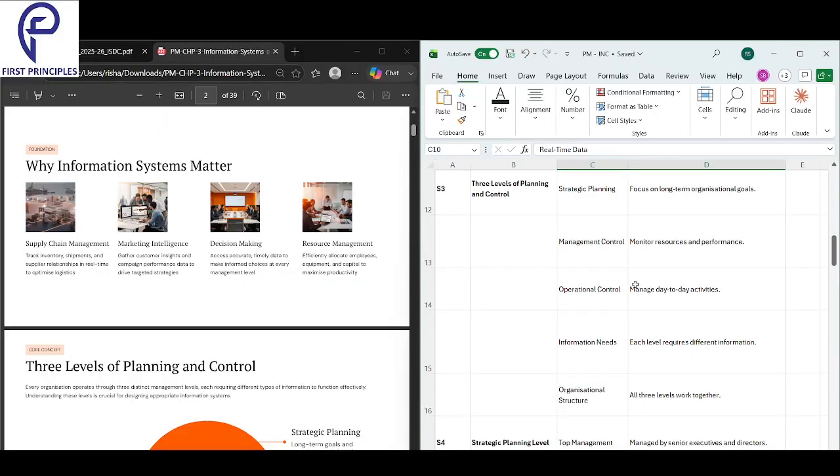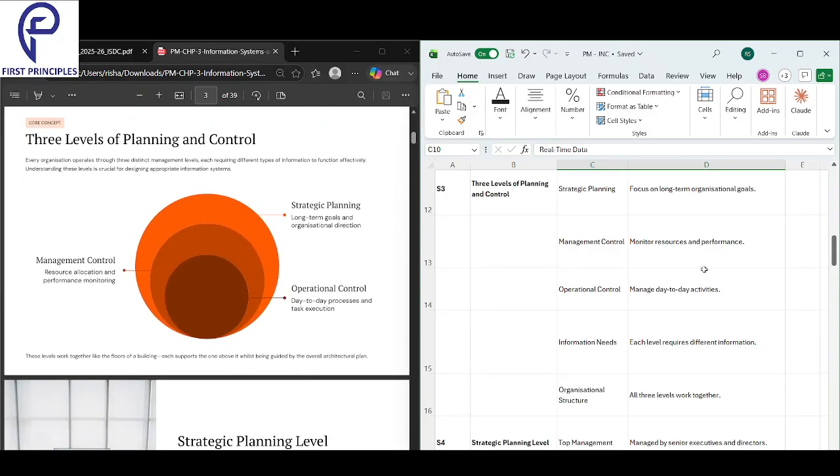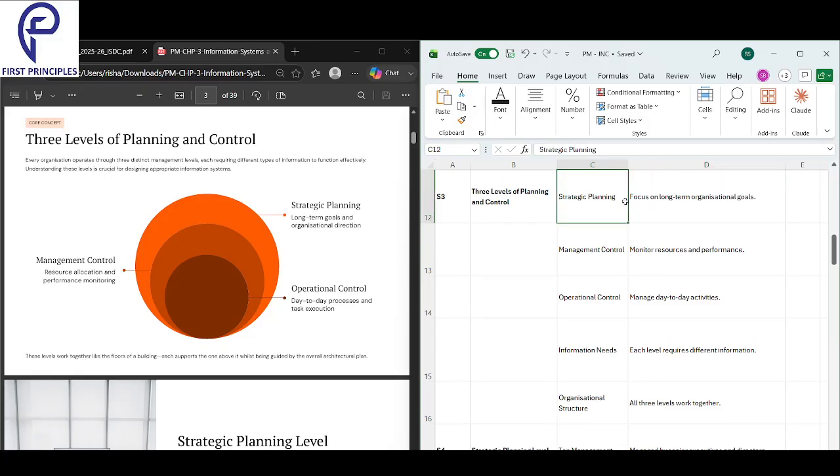Next, we'll look into strategic planning. Three levels of planning and control. Right. So planning, as you know, strategic management, strategic planning, focuses on long-term organizational goals. Right.